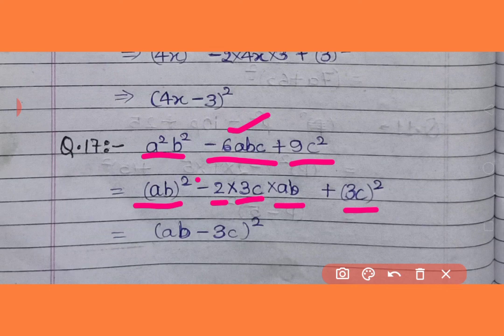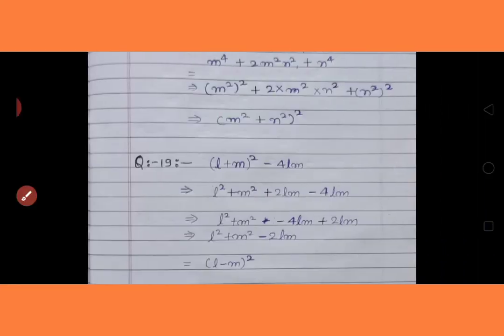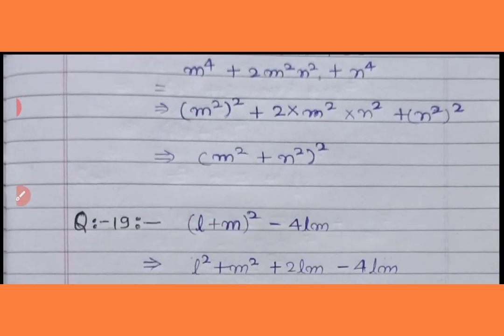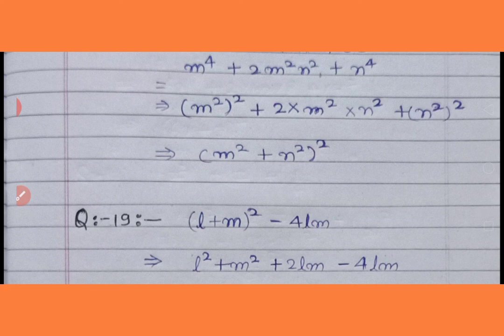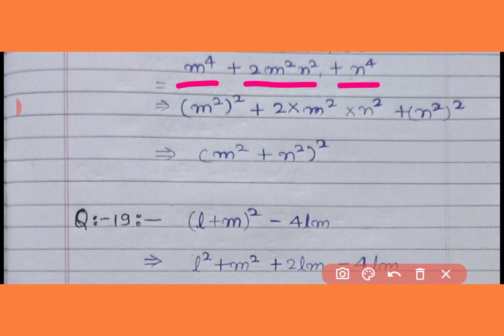Now it can be changed into the form of ab minus 3c whole square. Now this is an important question, one of the important questions. This is question number 18: m to the power 4 plus 2m square n square plus n to the power 4. Here m to the power 4 is given. In that condition, firstly we have to change into a perfect square. So whenever you change, it will be m to the power 2 to the power 2.